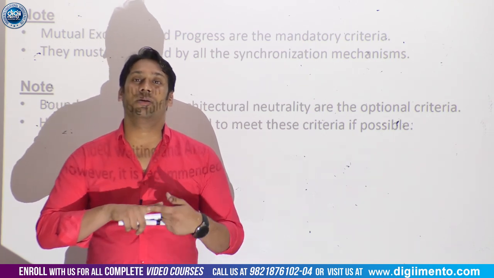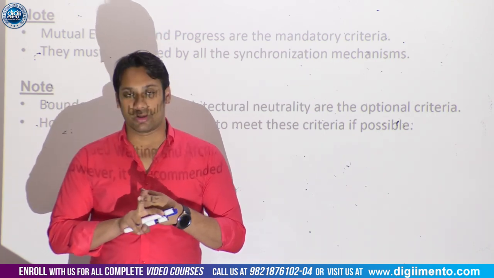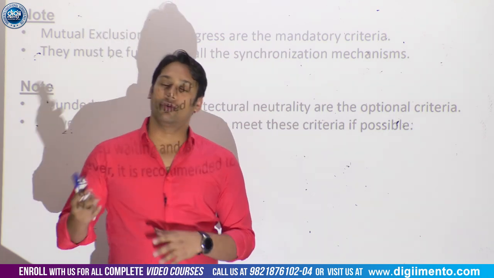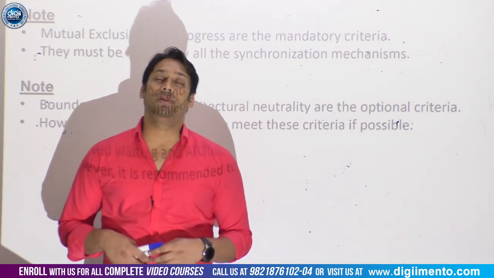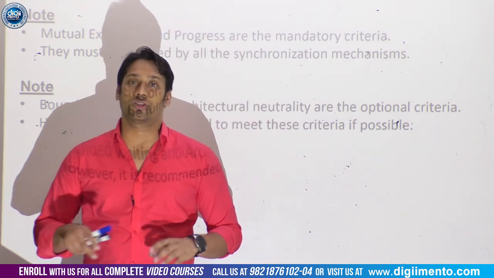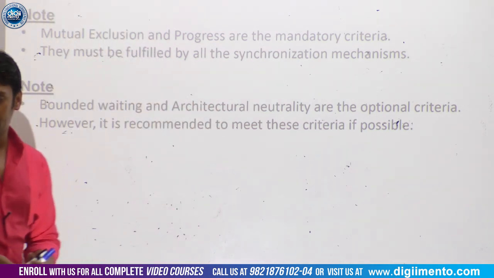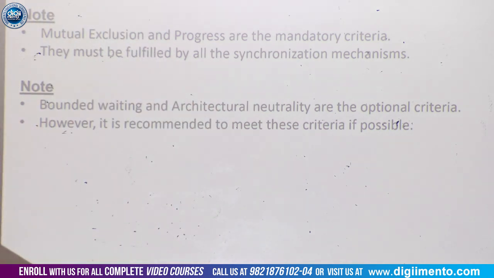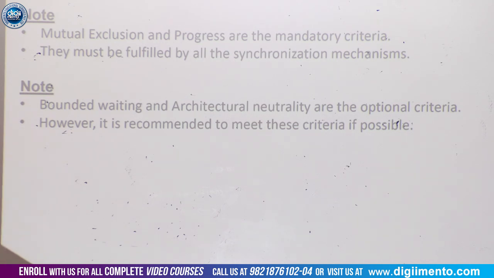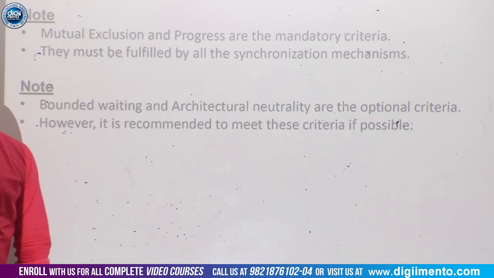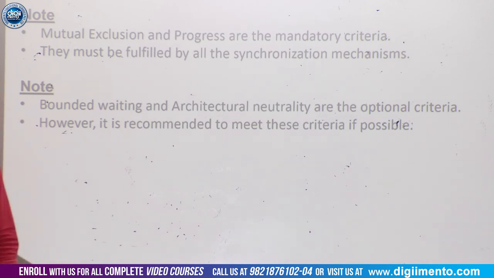The secondary conditions are bounded waiting and architecture neutrality. They are secondary conditions, because even if they are not satisfied, we still have mutual exclusion satisfied. But if the primary conditions are not satisfied, that means our solution is not correct. Okay, so this is what is written here. Bounded waiting and architectural neutrality are optional criteria, but mutual exclusion and progress are mandatory criteria. Mutual exclusion and progress should be satisfied, and that is mandatory.